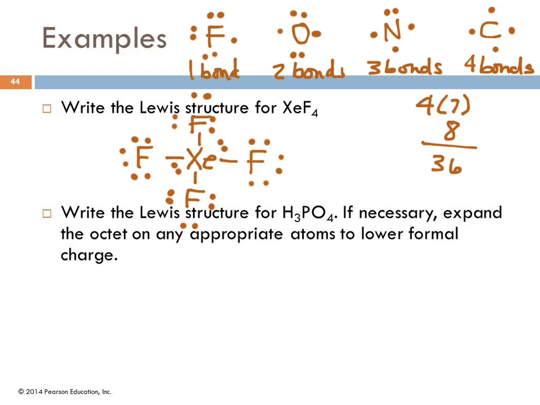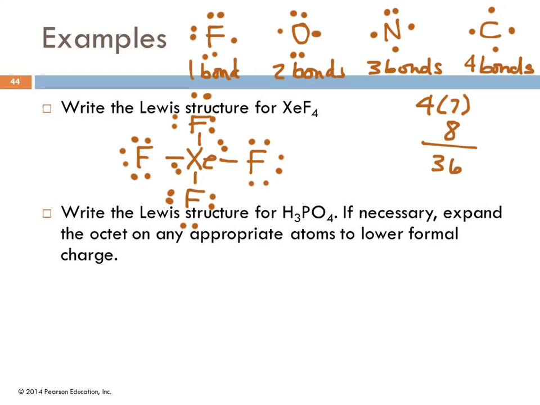H3PO4. If that is dissolved in water, what's the name of that? Phosphoric acid. Because if we cover up the H's, that's phosphate. Ate and ic go together, so that becomes phosphoric acid. Phosphoric acid. Okay. Lewis structure for this.